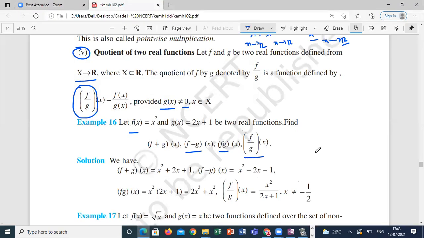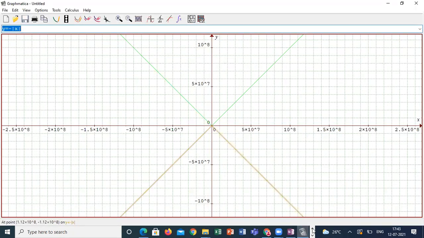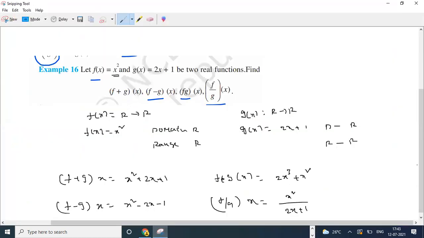Sir, I have a doubt, sir. Yes, please. Can you show that slide? Yes, this one. Here the range of x square should be R plus, right? Yeah, the range is R plus, correct. It's not R, range is R plus. It's always positive. Correct.